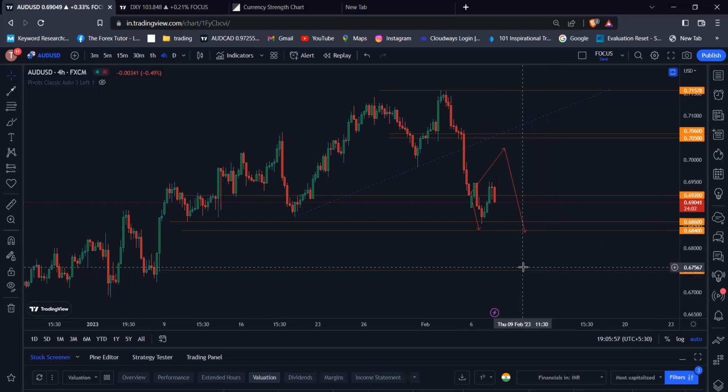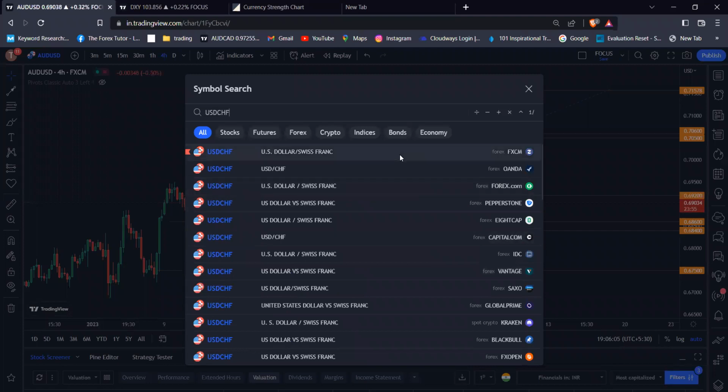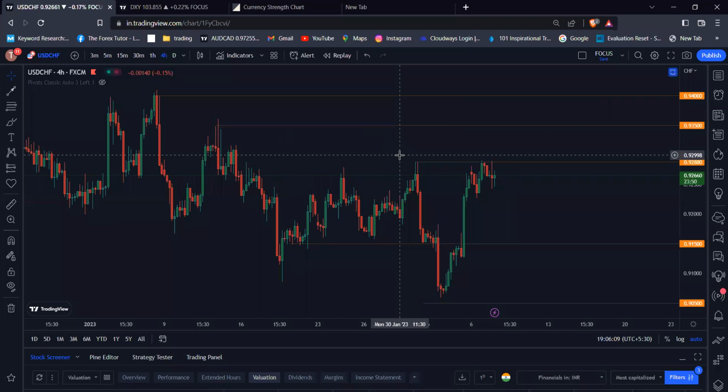So that's all. So our last pair is USD Swiss franc. If you look at the USD Swiss franc right now, it also depends on the US dollar strength, but the two currencies are now in a neutral position. So that's why there is no movement in this pair, no upward as well as no backward movement.